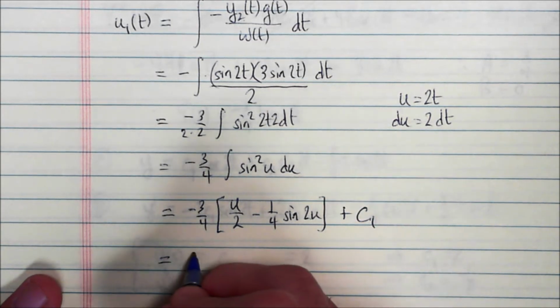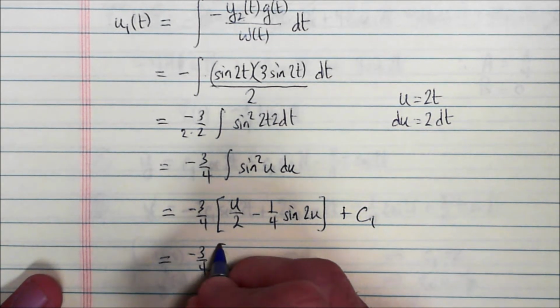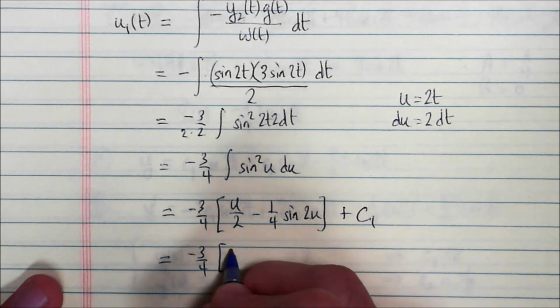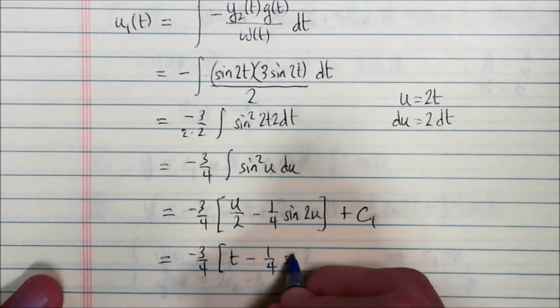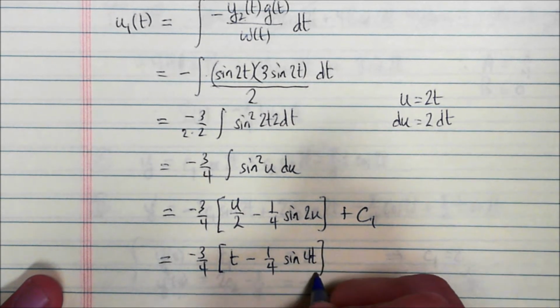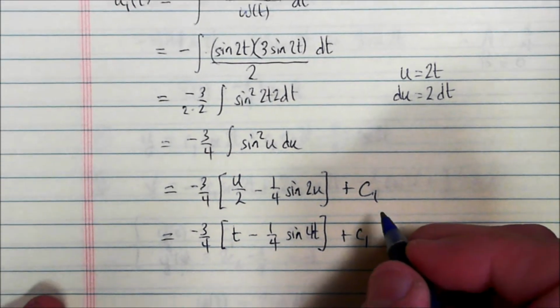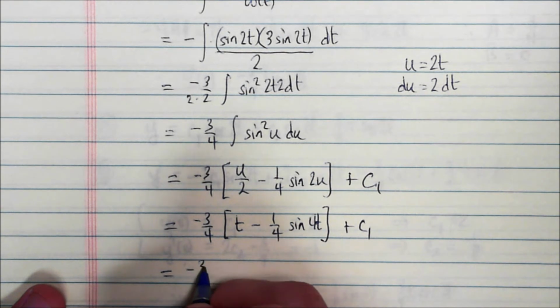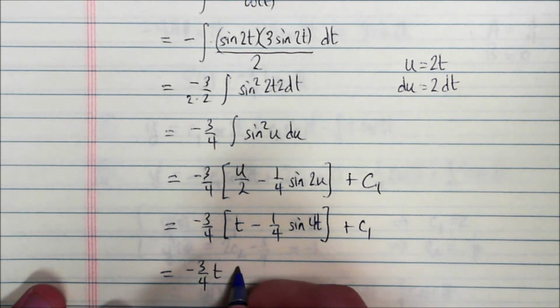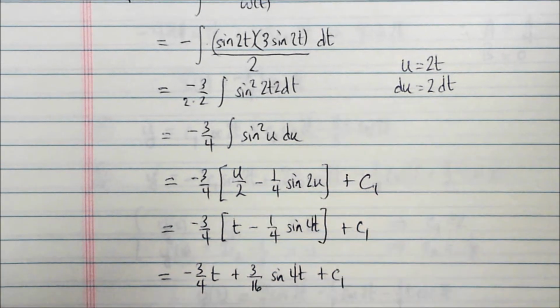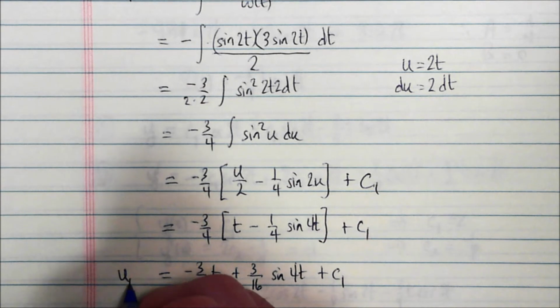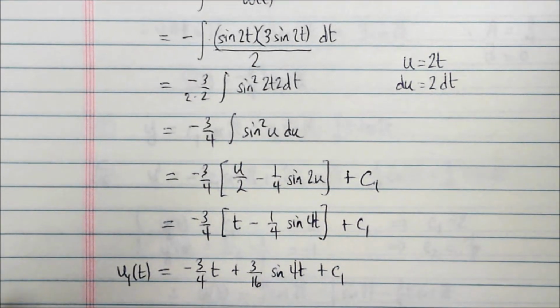Switching back to t's, I get negative 3/4. U over 2 is t. Then sine of 4t plus c1. So negative 3/4 t plus 3/16 times the sine of 4t plus c1. So that's my first integral that I need for variation of parameters, u1 of t.